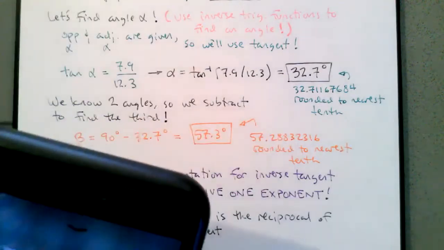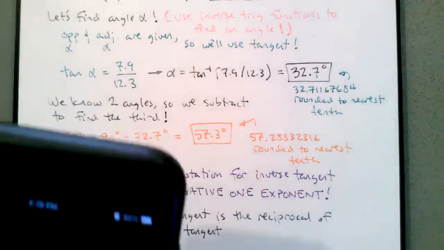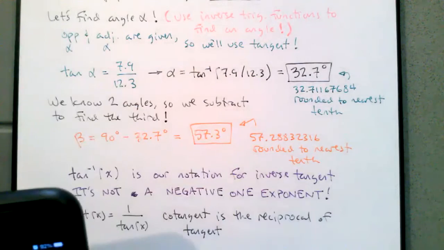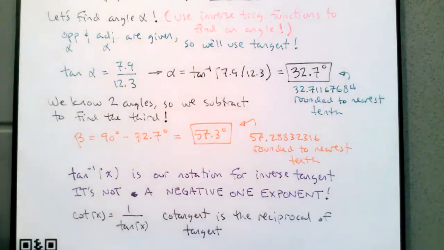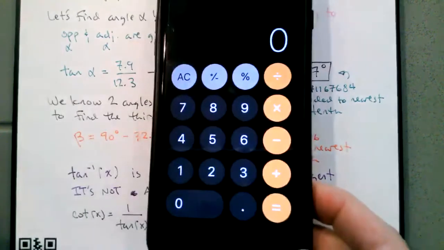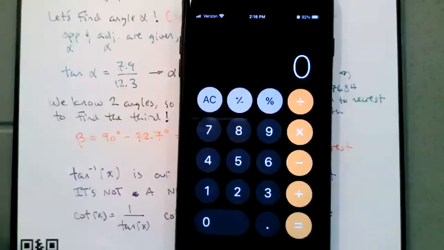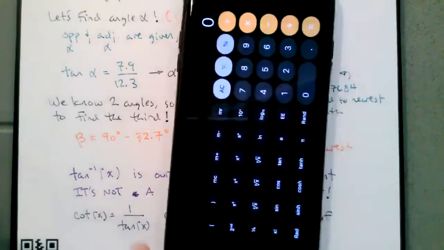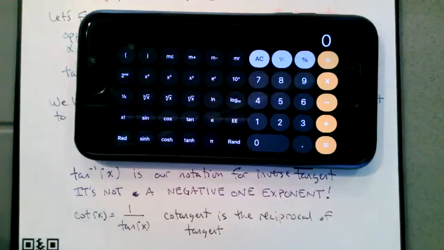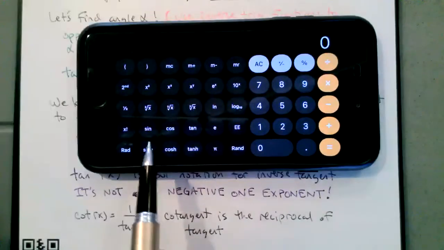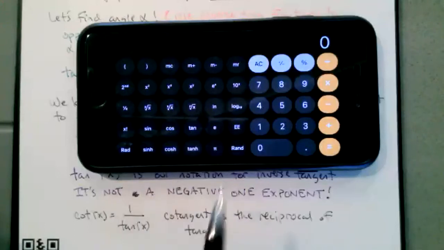Let's bring up the calculator. I'm just going to use my iPhone calculator. Notice that our calculator in portrait mode is just going to be a normal 4-function calculator. But if we want it to be scientific, we have to switch to landscape mode. And that brings up our trig functions. So right down here: sine, cosine, and tangent.